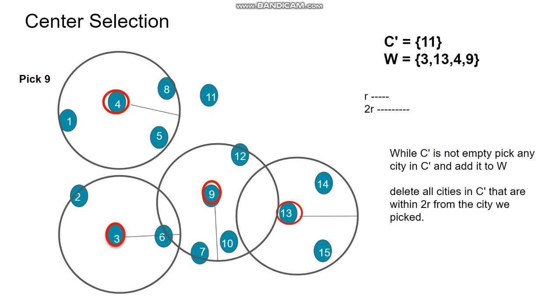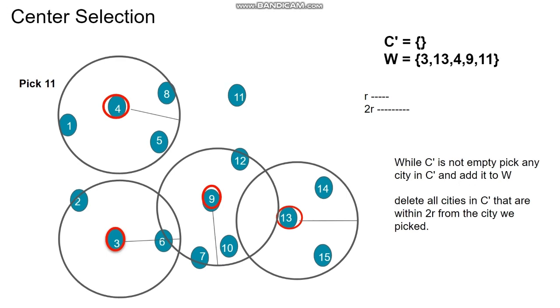What's left is city 11. So we pick it to make our last warehouse placement. We can now remove 11 from C prime and add it to W, and trivially we can draw the circle around it. However, since it is the last city, we are not selecting any more cities to delete. C prime is now empty and the algorithm is complete.